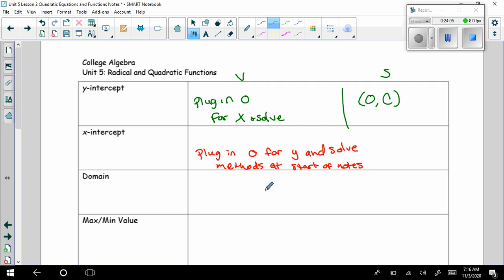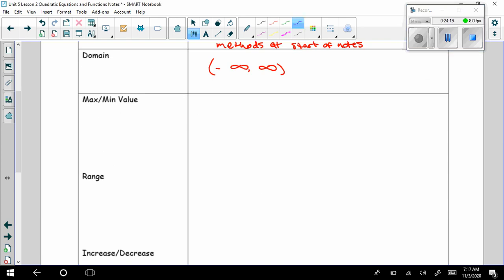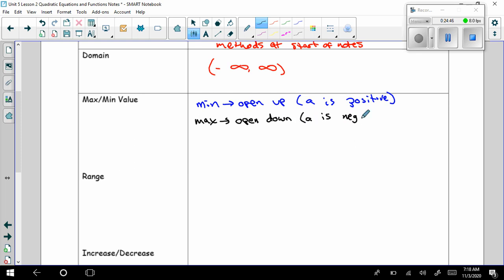For domain, again, if it is a quadratic, a true quadratic, then your domain is going to be negative infinity to positive infinity, all real numbers for all of them, regardless of format. You have a minimum value or a maximum value. You'll have a minimum value if it's open up. So your A is positive. You'll have a maximum value if it's open down. So again, if your A is negative.